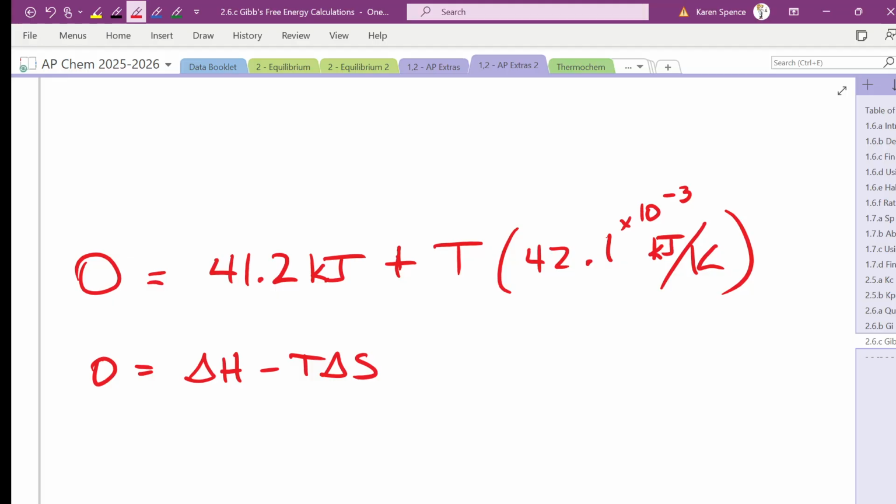If I did solve for T first, I would end up with negative delta H is equal to negative T delta S, and those both become positive. And if I want T by itself, I'm going to divide by delta S, which gets rid of the delta S over there. So T is equal to delta H over delta S.